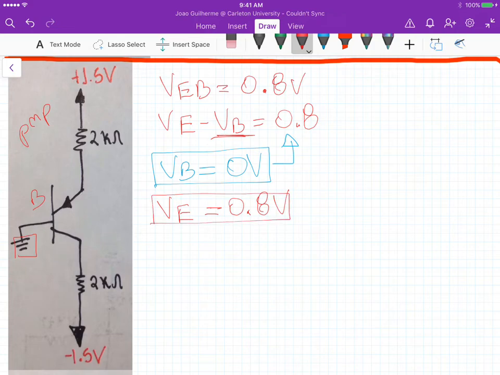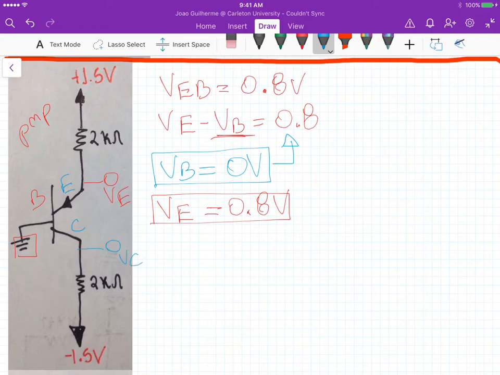And basically we applied the same methodology, right? So we know VE, this one here, we can calculate this current here, IE. Sorry, this is not the emitter, because it's a PNP. So for a PNP, VE is this voltage here, right? Because here we have the emitter, the base, and here the collector. So this is actually VC.